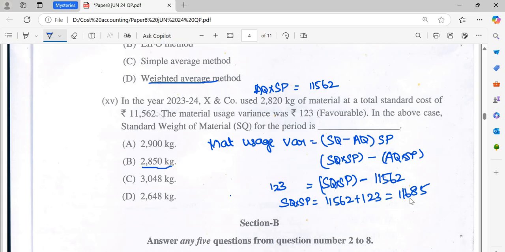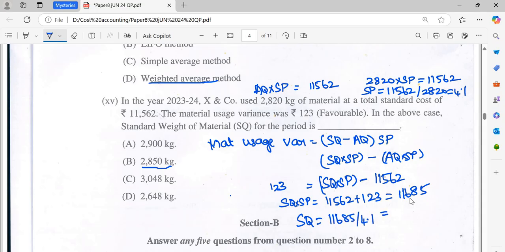Hope this is clear. Once again I will repeat. Actual quantity into standard price is 11,562. My actual quantity is 2,820 kgs, so my standard price will be 11,562 divided by 2820, that is 4.1. So my standard quantity will be 11,685 divided by 4.1, which gives 2,850 kgs.